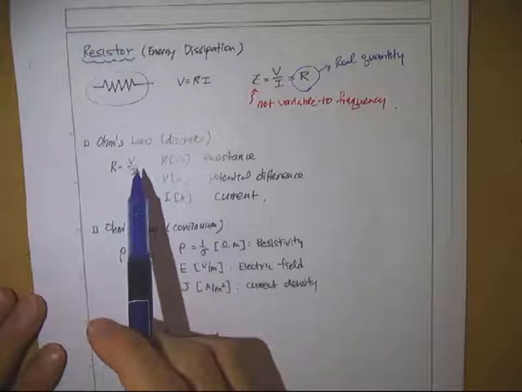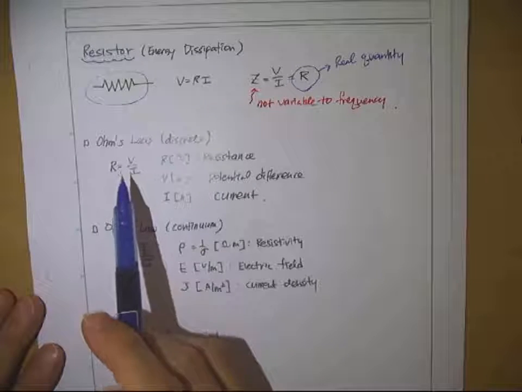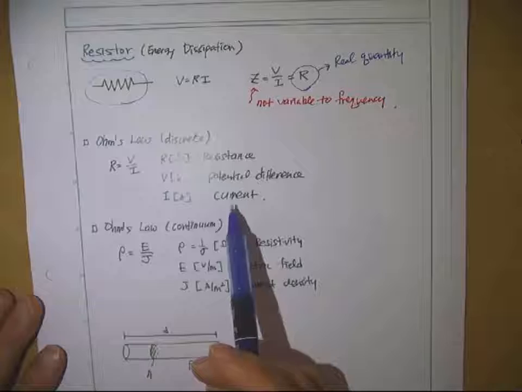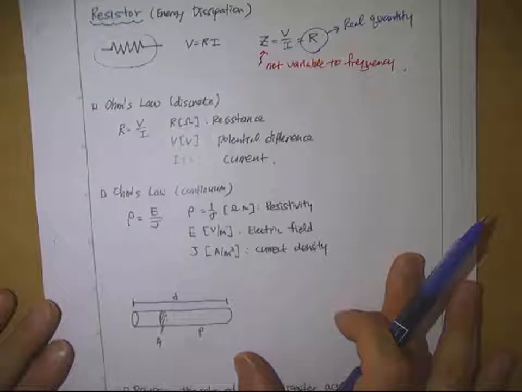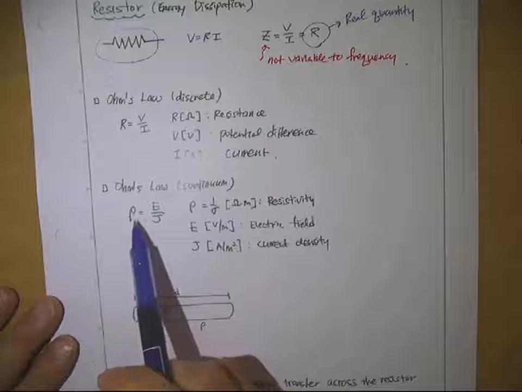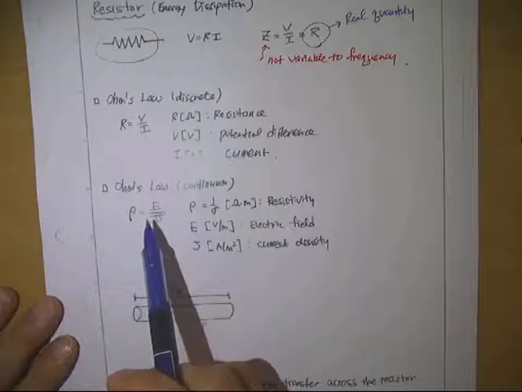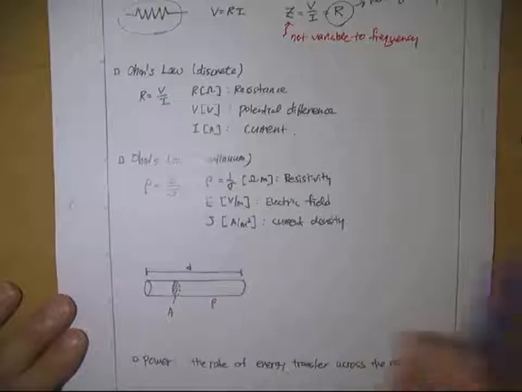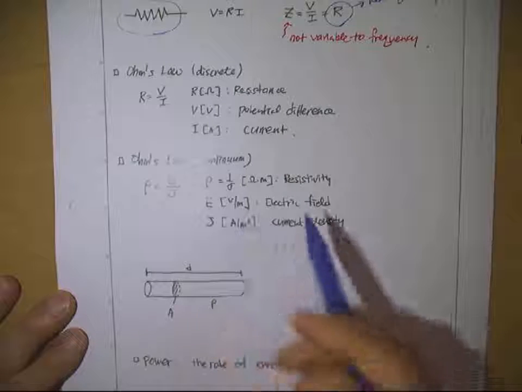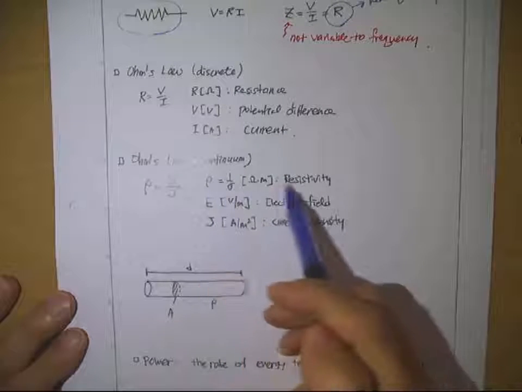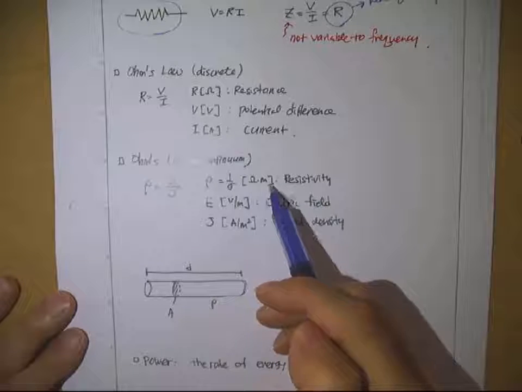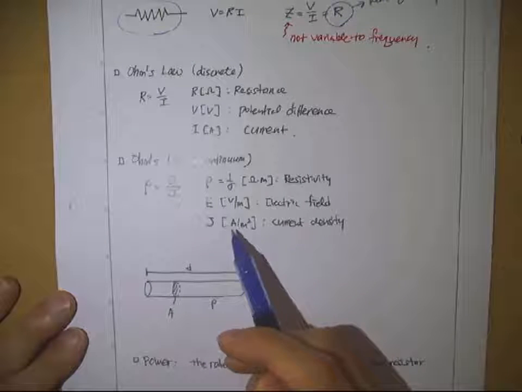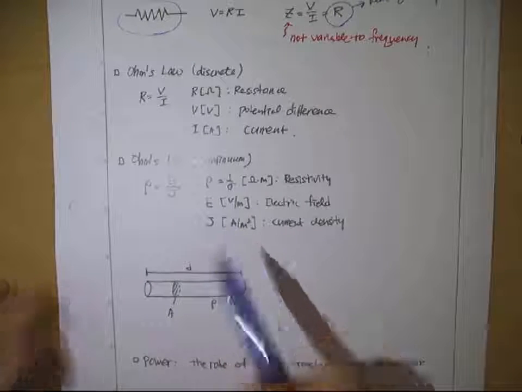And when you look at Ohm's law in discrete form, R is V over I, where V is the potential difference, the voltage, and I is the current. And in the continuum formulation, you have rho equal to E over J, where E is the electrical field and J is the current density. And when you look at the units, rho is the electrical resistivity, and its unit is the ohm meter, the electrical field is the voltage over meter, and current density is ampere over the area, meter square.